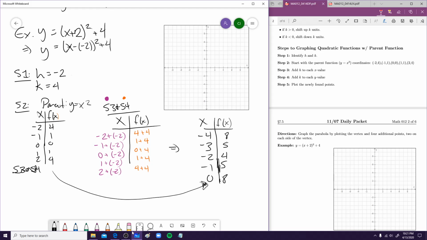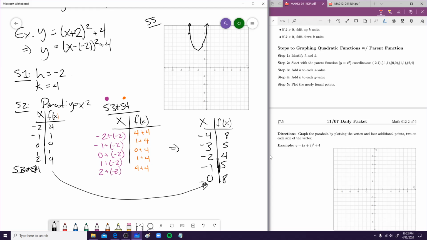Right? So now, step 5 is we're going to plot the newly found points. So if we go to step 5 right here, I'm going to use these points. So I'm going to go negative 4, positive 8, and then this is negative 3, 5, negative 2, 4, negative 1, 5, and then 0, 8, and then just kind of roughly graph it, right? And that is how you graph using transformations. I hope that made it a little more clear.